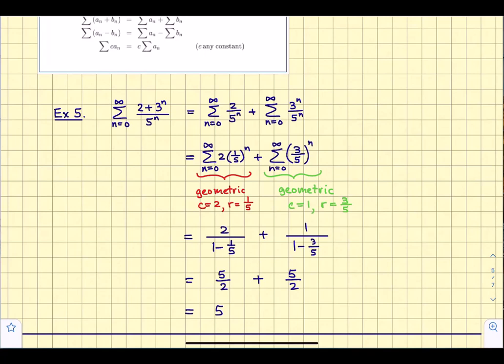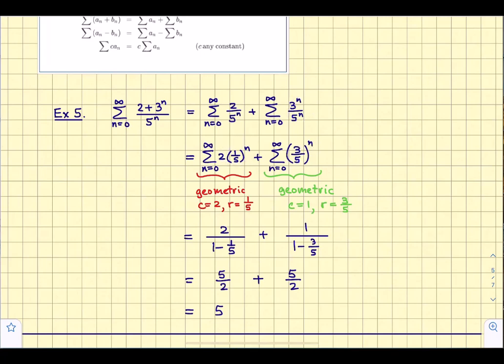But if we use our linearity that we just said and we split this into the sum from n equals 0 to infinity of 2 over 5 to the n plus the sum of 3 to the n over 5 to the n, as long as these converge, this is a legitimate decomposition. And now we can rewrite this as 2 times 1/5 to the n. We can write this one as 3 over 5 to the n.